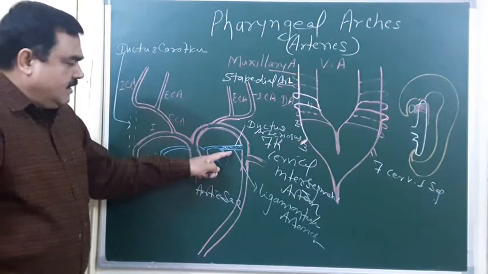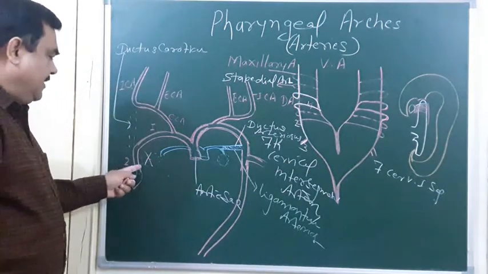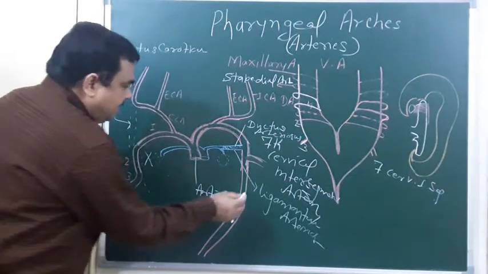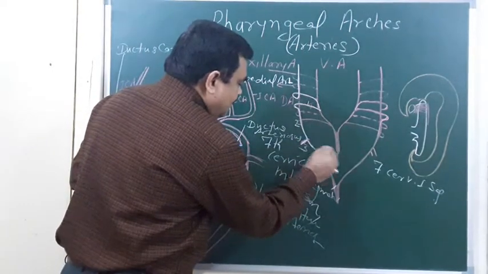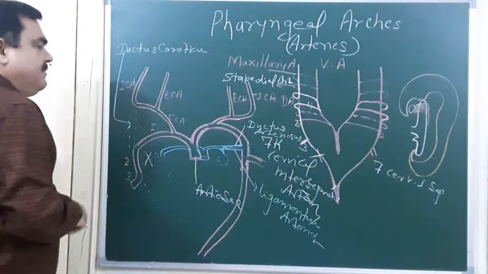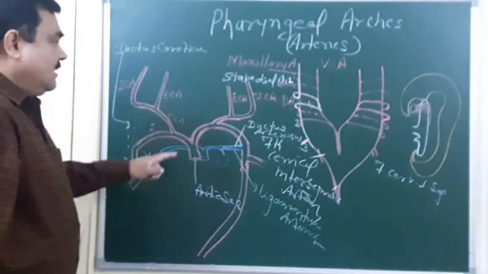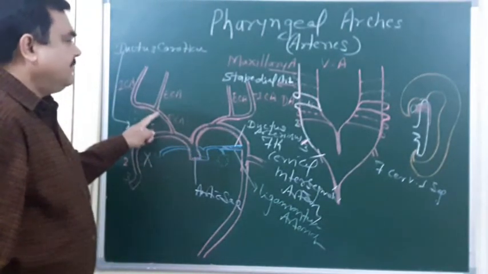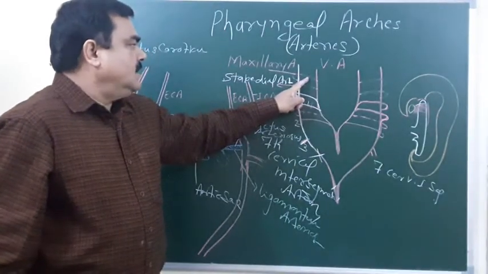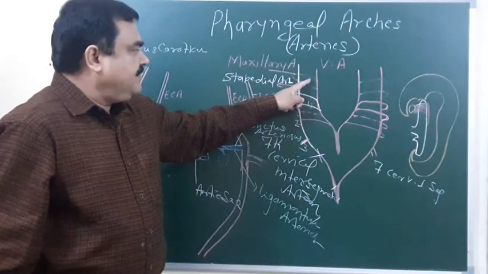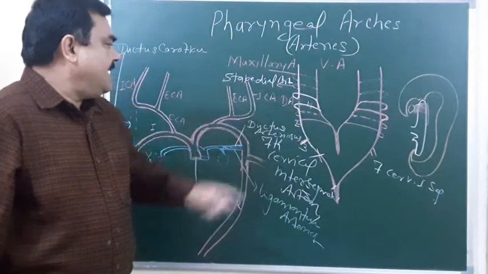So here on the left side this persists, and on the right side the distal portion of the sixth arch artery disappears. And also this portion of the dorsal aorta, from here to here, disappears on the right side. So you have seen the derivatives of the third, fourth and sixth arch arteries. The first gives only the maxillary artery, as most of it disappears, and the second, most of which disappears, gives the stapedial artery and also the hyoid artery.